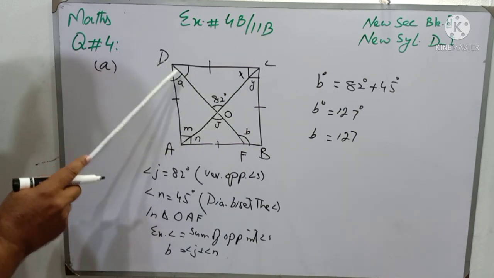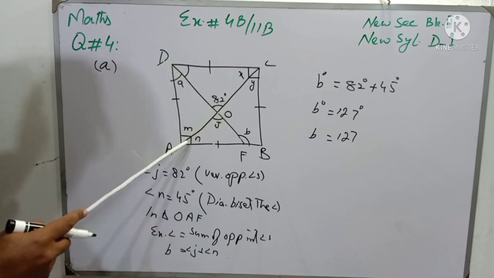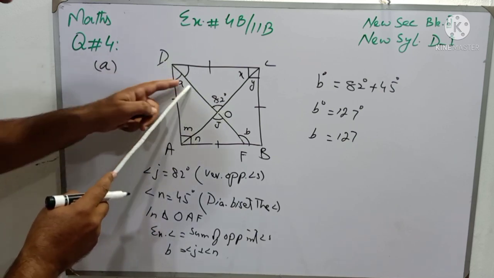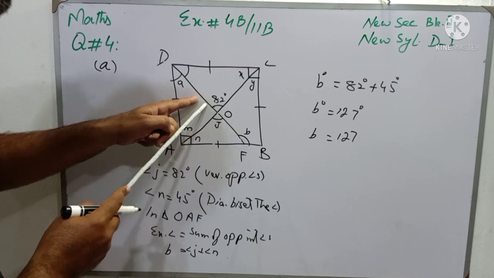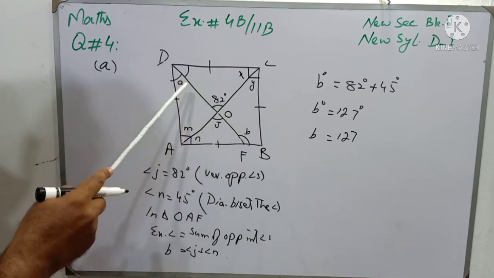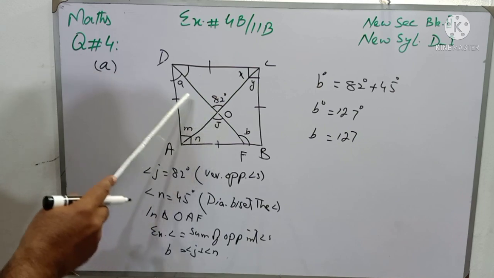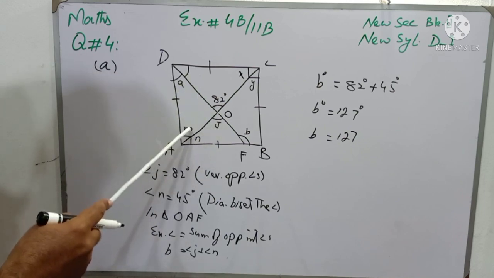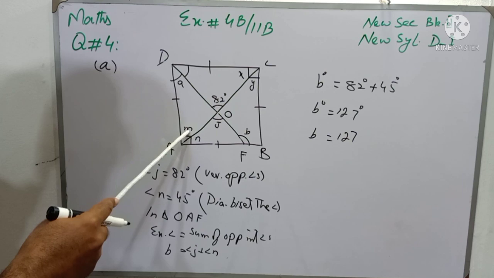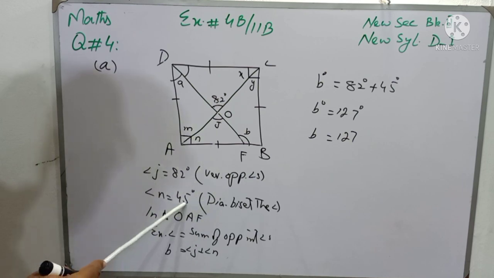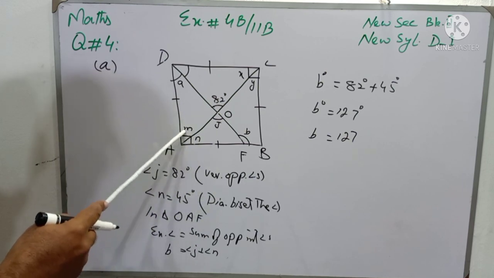Again look at this triangle DOA, and angle J is the exterior angle of this triangle, and the exterior angle is equal to the sum of the opposite interior angles. So students, J will be equal to A plus M, and the value of M is 45 degrees because M and N both are equal.